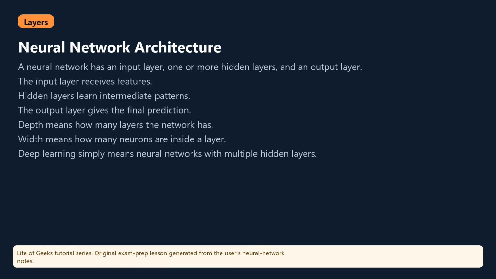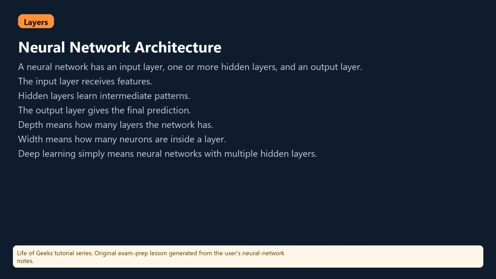A neural network architecture describes how the neurons are organized. The input layer receives the original features. For the alien example, the input features are the awk count and the beep count. Hidden layers are layers between input and output. They learn intermediate patterns. In image recognition, early hidden layers might respond to edges, later layers might respond to shapes, and final layers might support class decisions.